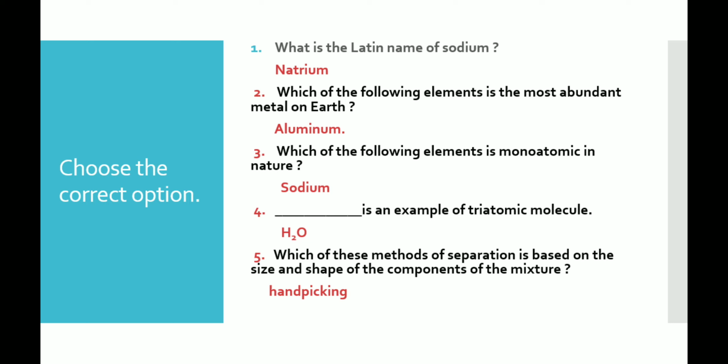Now question number 6. Which of these methods would you use to separate a mixture of salt and sand in water and also recover the water? First option is hand picking and solubility. Second one, evaporation and filtration. Third one, filtration and distillation. Fourth one, sublimation and evaporation. Out of these 4 options, the second option, that is evaporation and filtration, is the correct one.